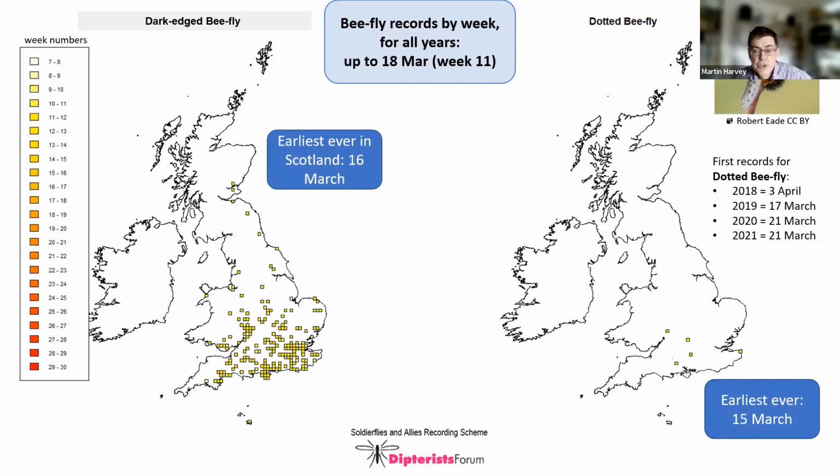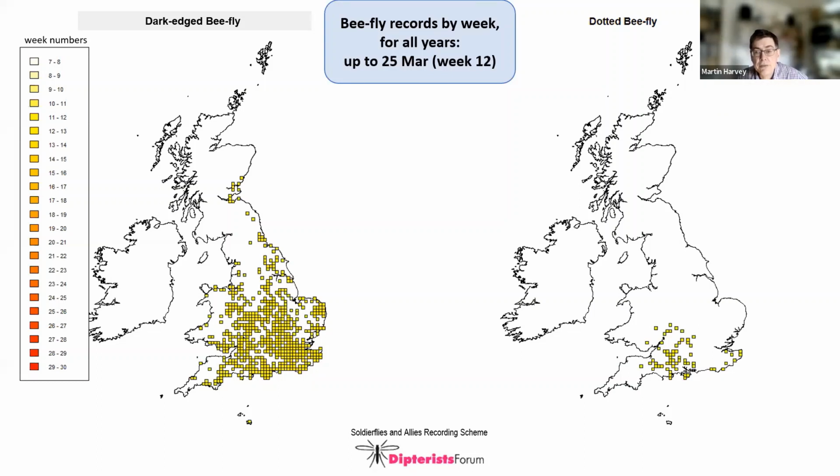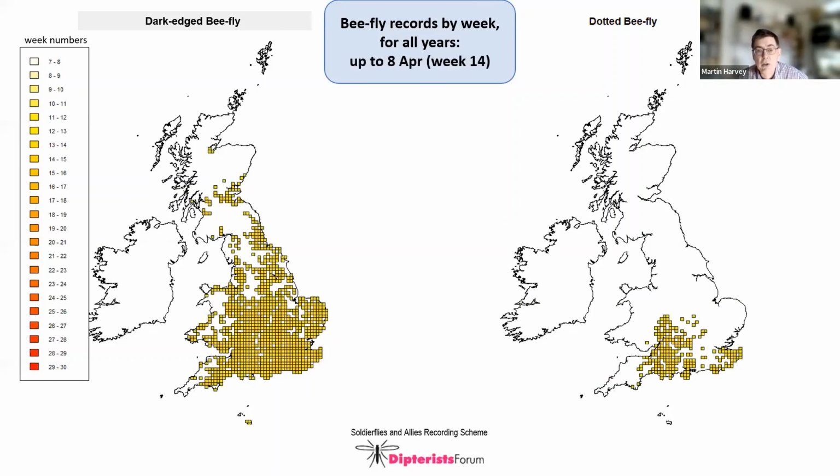By the middle of March, two things happen. The dark-edged bee fly starts to pop up in Scotland, usually on the east coast side, and then the dotted bee fly starts to put in its appearance around the middle of March back in southern England again. And then from the middle of March onwards, we start to see this main emergence of the bee flies, and lots of dots start to appear on the maps as we go through April.